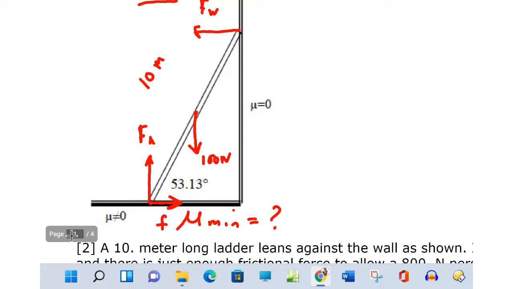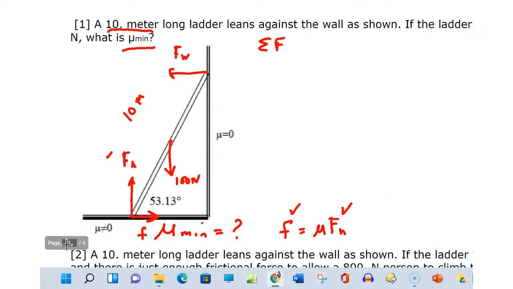So in order to get that coefficient of friction, I'm going to need the normal force, of course, because friction equals the coefficient of friction that we want to find, times the normal force, which is the floor's force on the ladder. So I'm going to need to find both the friction and the normal force in order to find the coefficient of friction.